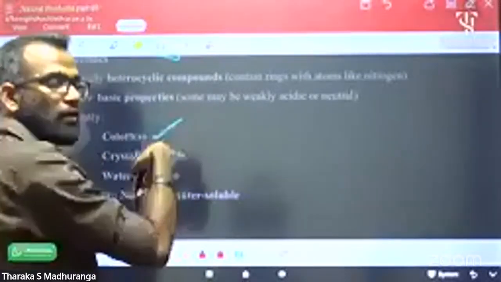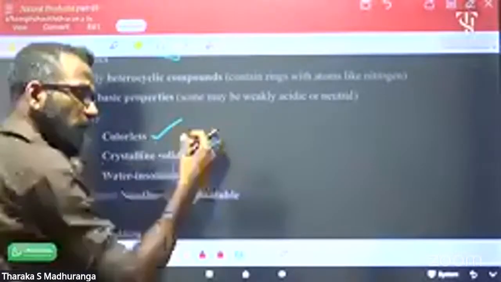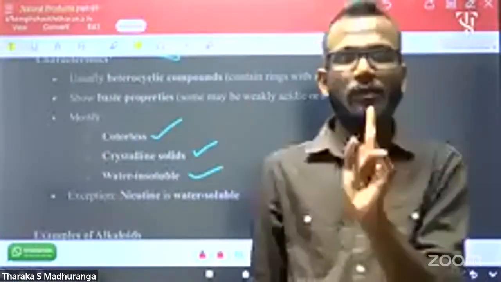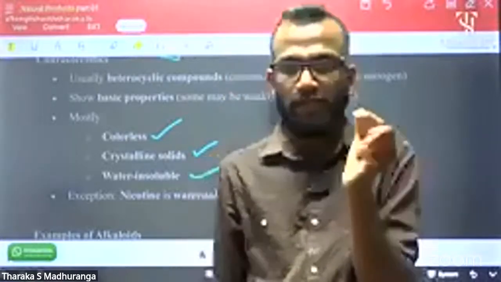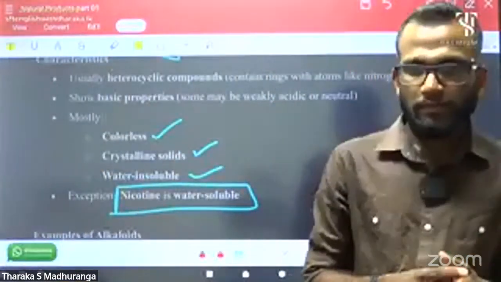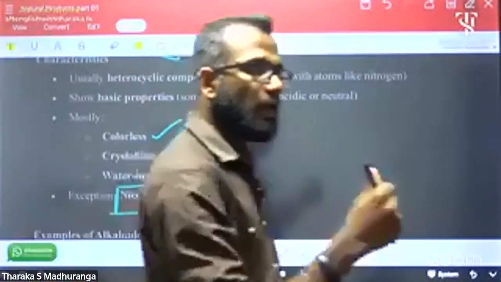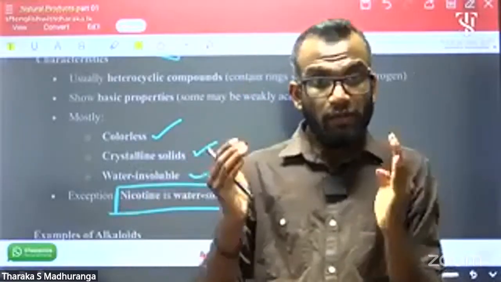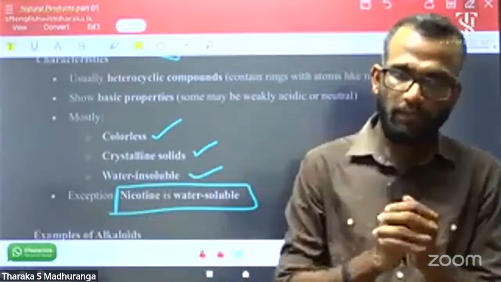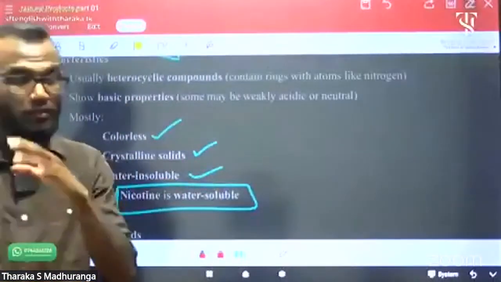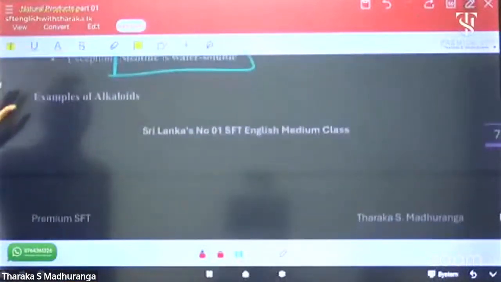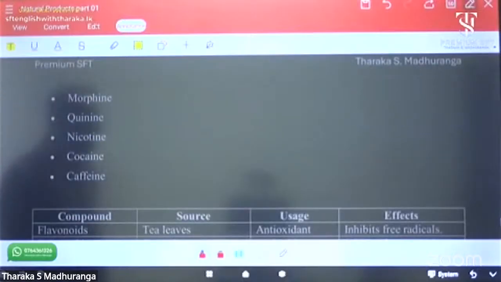You have heard this before. Alkaloids are colorless, crystalline compounds, like crystals, and not water soluble. But only nicotine is a type of alkaloid that is water soluble. Other alkaloid types are not water soluble, right? What are the important factors about alkaloids? They contain nitrogen, they are colorless and crystalline compounds, and they are water insoluble, except nicotine.